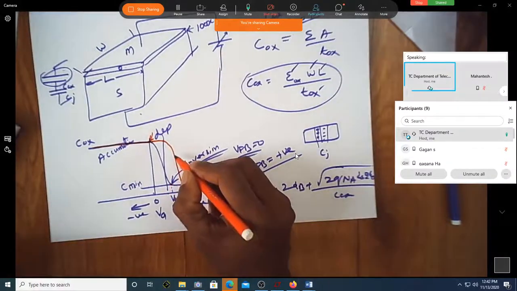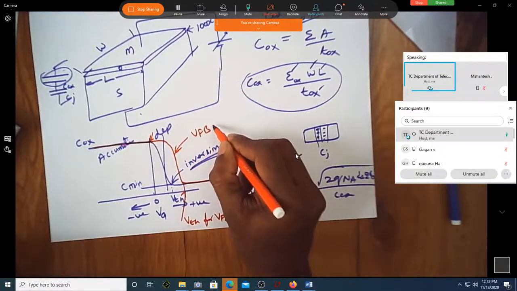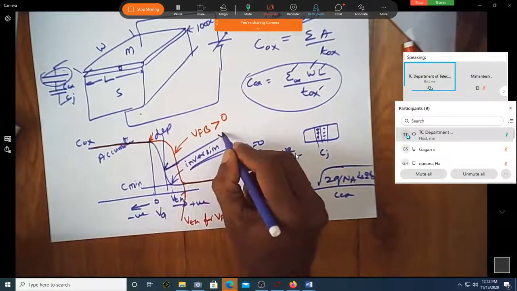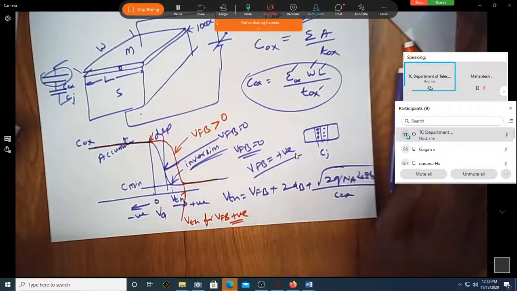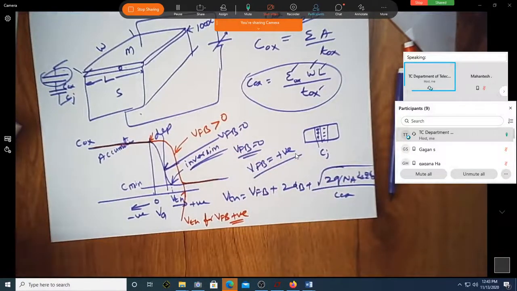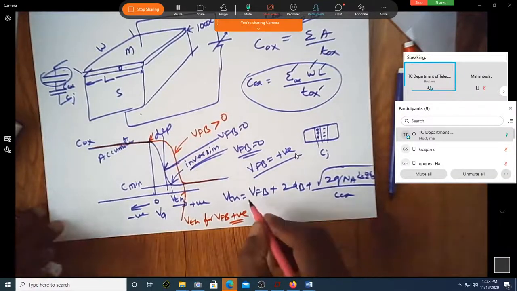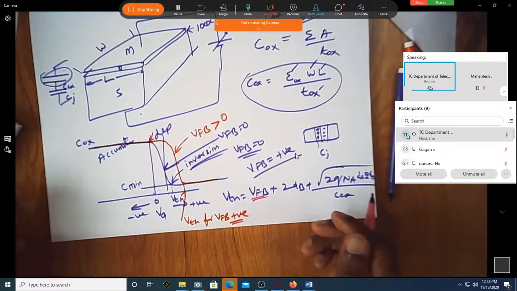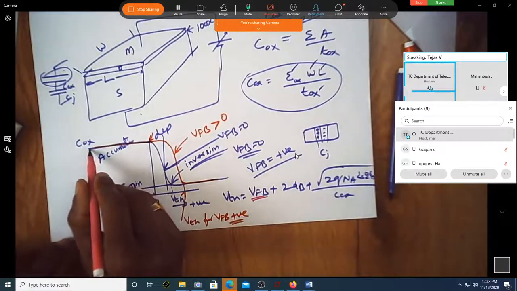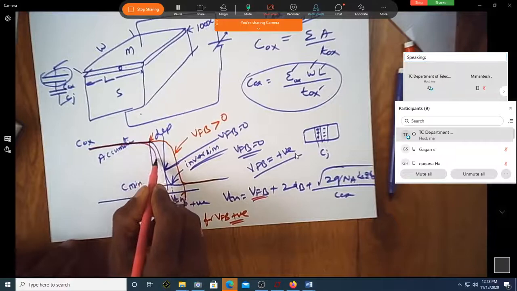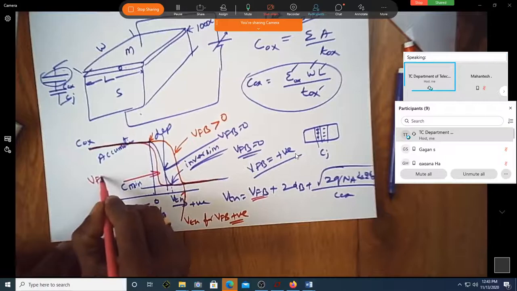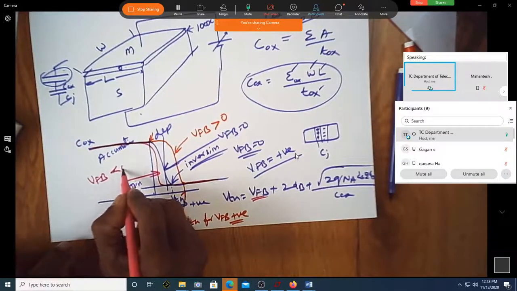So shall we say this is for VFB greater than 0. This is for VFB equal to 0. Similarly, if the VFB is negative, what do you mean by VFB negative here? Does it mean your threshold voltage is lesser? Yes, sir. So it exactly happens the reverse. It will happen maybe at a lower voltage. This is VFB less than 0.